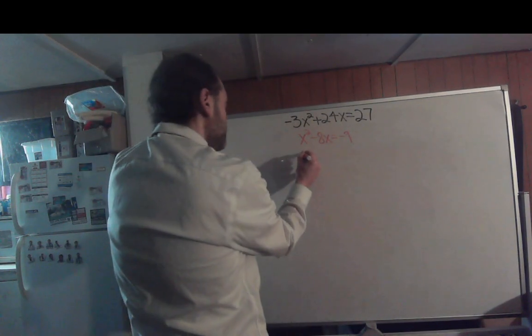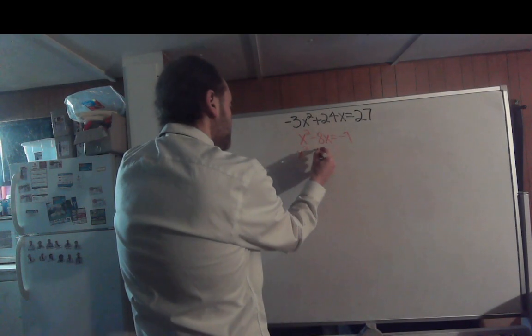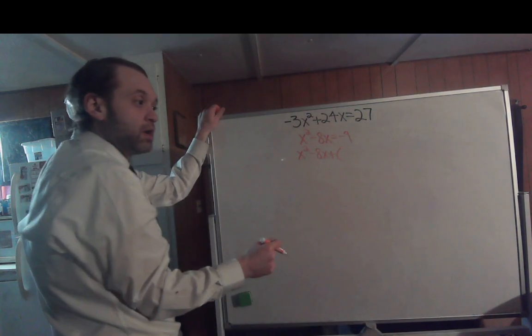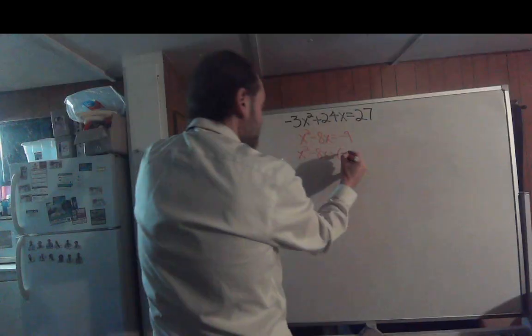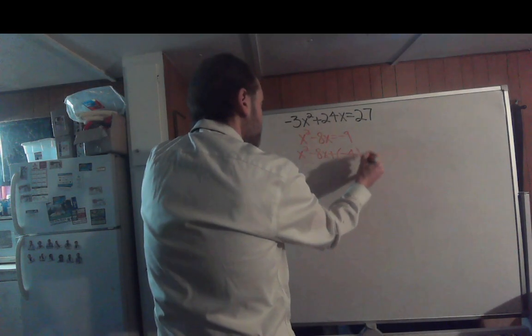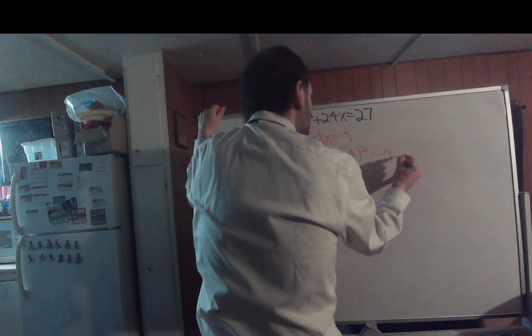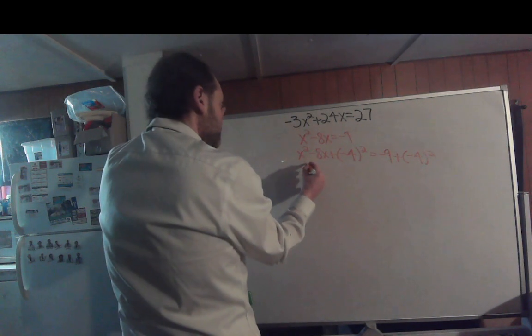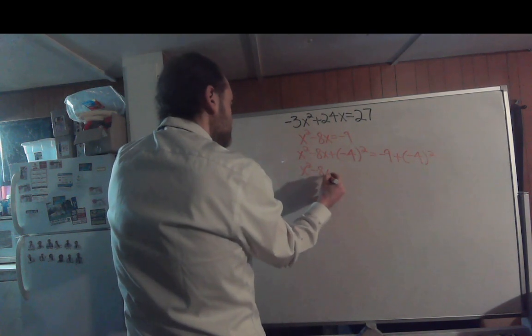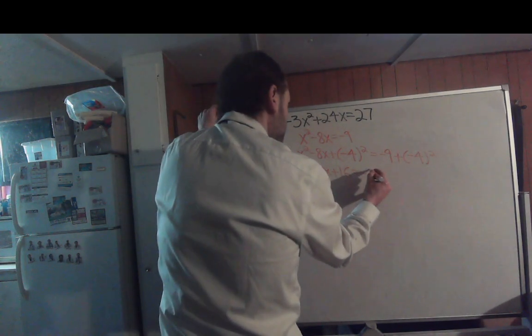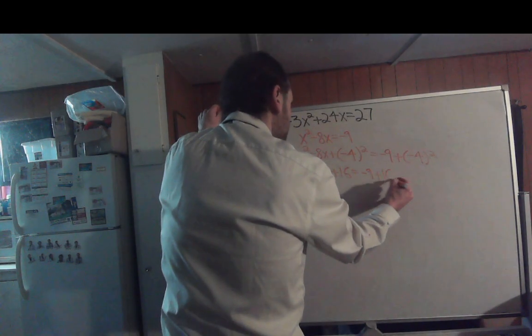So this will turn into x squared minus 8x plus, what is half of negative 8? That's negative 4, but you would raise that to the second power is going to equal negative 9 plus that negative 4 raised to the second power, which the left side will turn into x squared minus 8x plus 16 would equal the right side, the negative 9 plus 16.